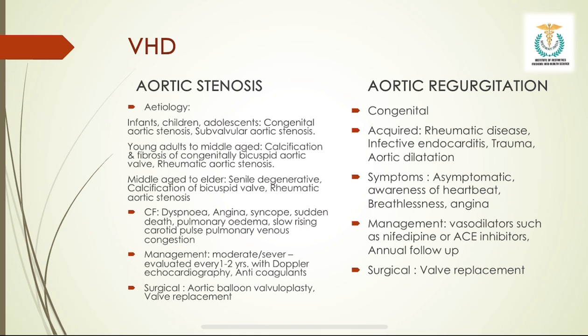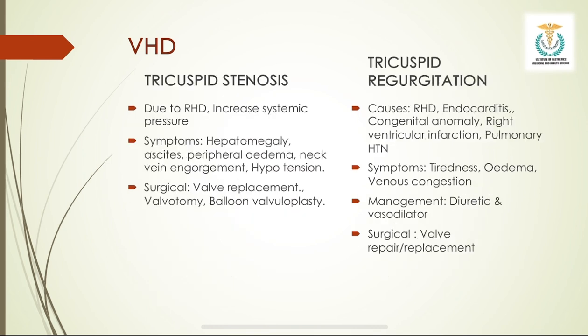And aortic regurgitation. It can be congenital and acquired, and under acquired it can be due to rheumatic disease, infective endocarditis, trauma, or aortic dilatation. Symptoms: it is usually asymptomatic, but breathlessness, angina, and awareness of heartbeat can be seen in aortic regurgitation. Management: vasodilators such as nifedipine or ACE inhibitors can be prescribed, and annual follow-up should be done. Surgically, we can do valve replacement or repair in case of aortic regurgitation.